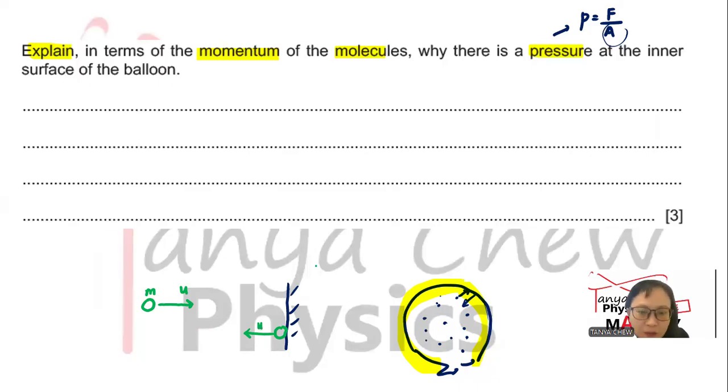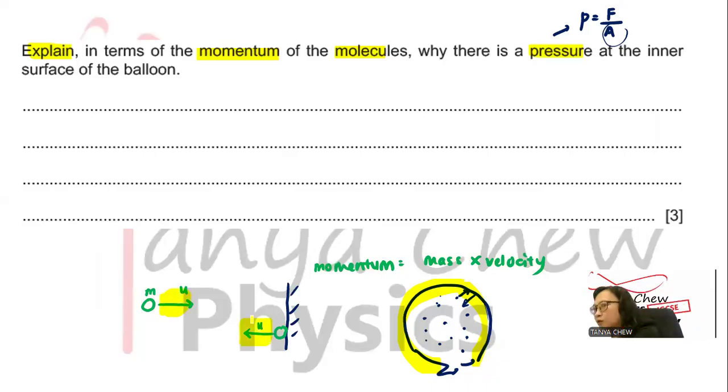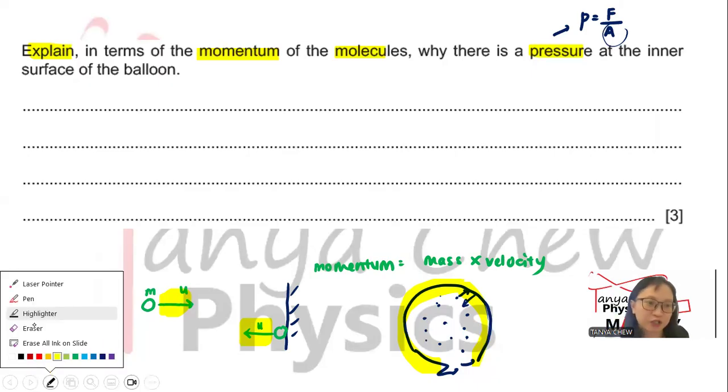What is momentum? Momentum is defined as mass times velocity. I use the word velocity because it is related to direction. Now I'm talking about direction. Going towards the wall is one direction, rebounding back from the wall is the opposite direction. So you have to put positive to one direction and negative to the opposite direction in order for you to find the change in momentum.